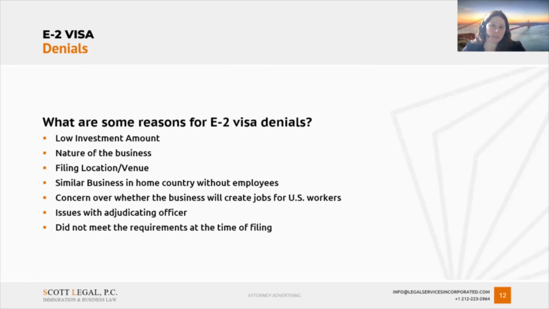So if you are denied for low investment amount and you do have working capital available or more investment you could add, this is one of the easier denial reasons to overcome. If you can build a strong case as to why you've increased your investment, often you can go back and overcome this denial reason. Nature of the business: as we talked about, there are certain businesses like consulting, real estate, and equity trading that they'll look at more closely, and you just need to prepare the case as strongly as possible, so that they feel comfortable that it does meet all those E-2 requirements.